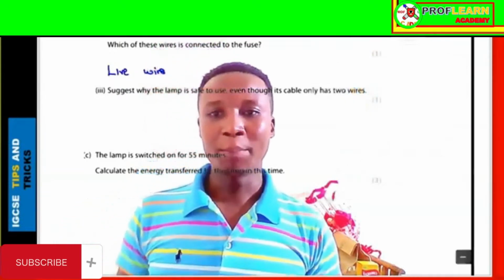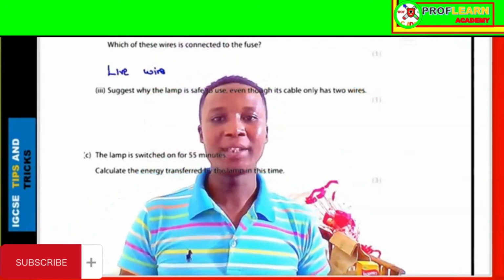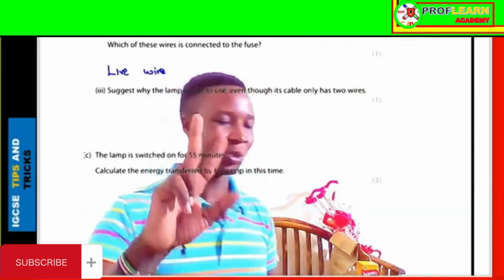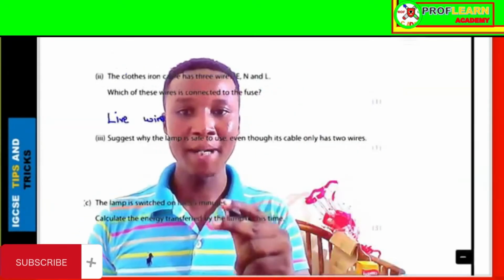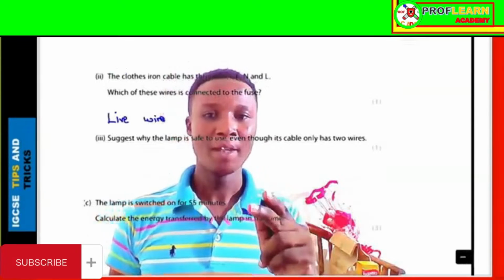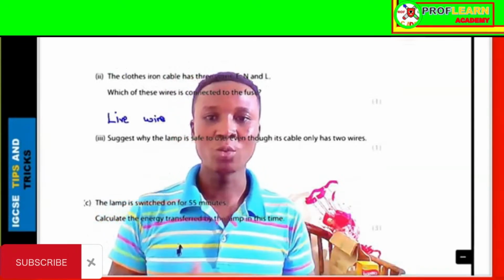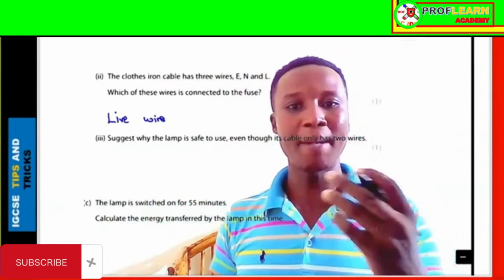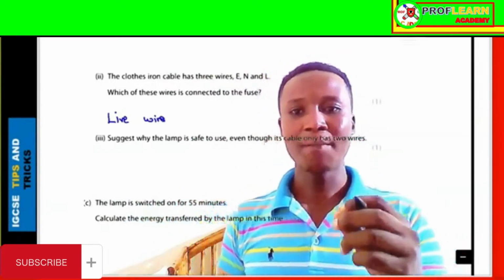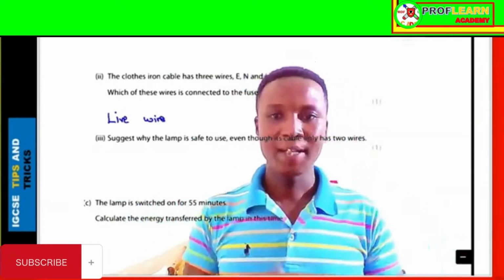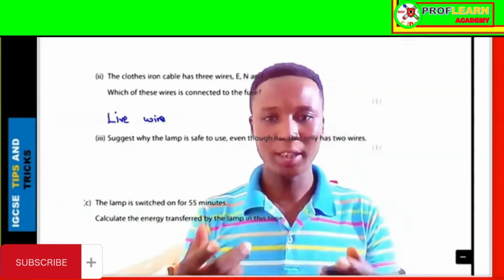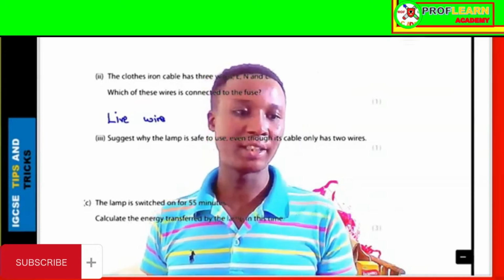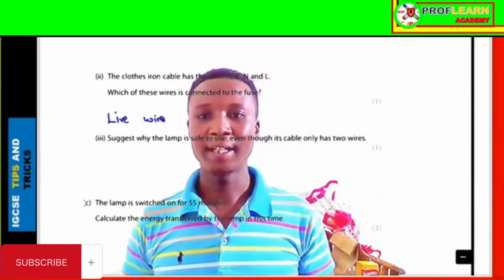Roman 3, we are supposed to suggest why the lamp is safer to use, even though its cable only has 2 wires. We saw a cable of a bulb was not having the earth wire. The reason it's safe to use a lamp in this case is because it's taking in very little current, and at the same time there is double insulation. Double insulation is meant to protect the user so that it doesn't come into close contact with the electric current, whereby it can get an electric shock.